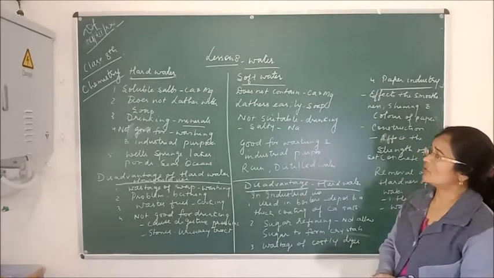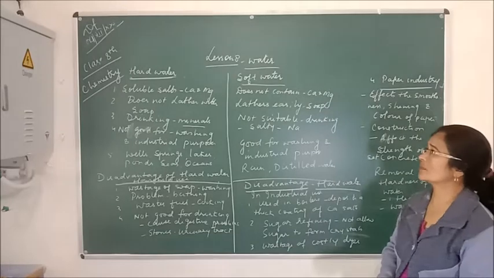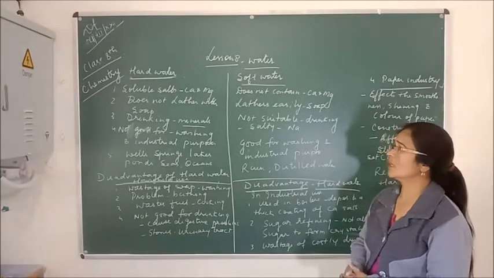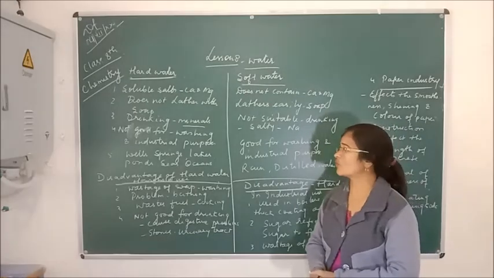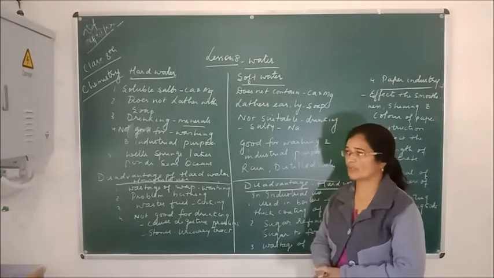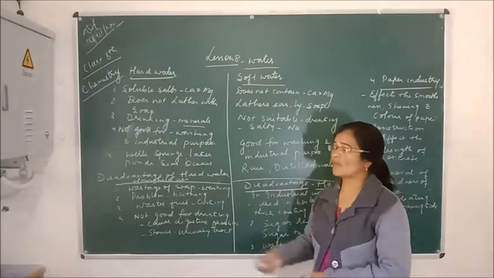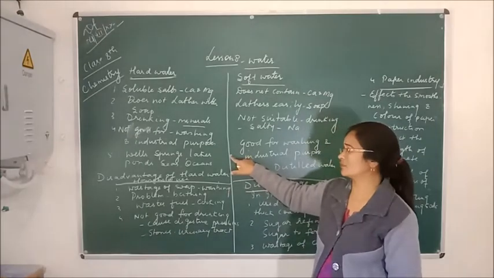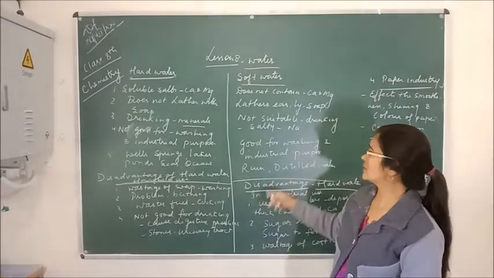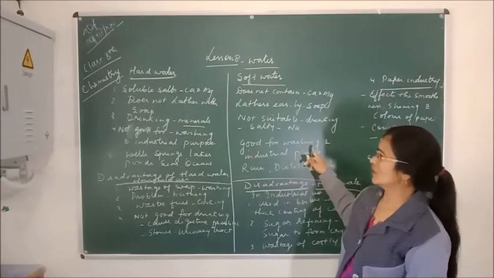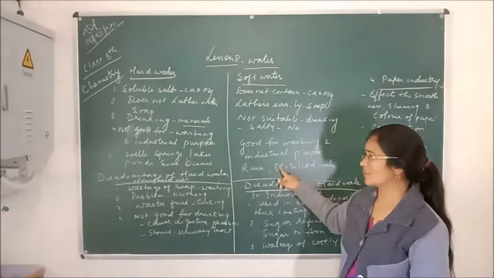Now, because of these salts of calcium and magnesium, hard water is not good for washing and industrial purposes, because it does not form lather easily, so the clothes or the utensils can't be washed properly. But soft water is good for washing and industrial purposes.